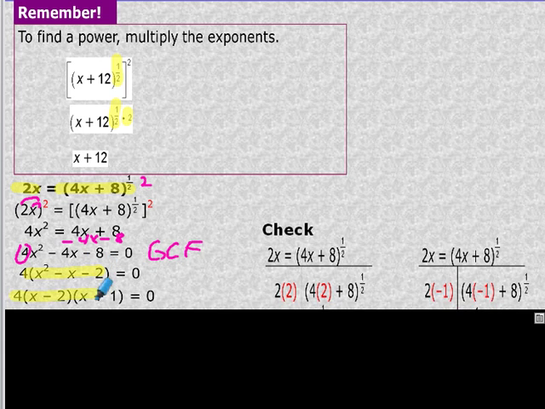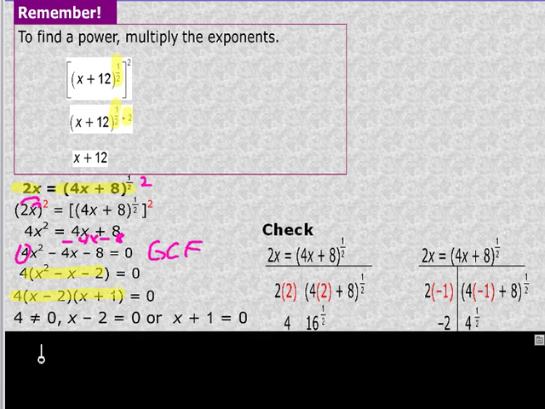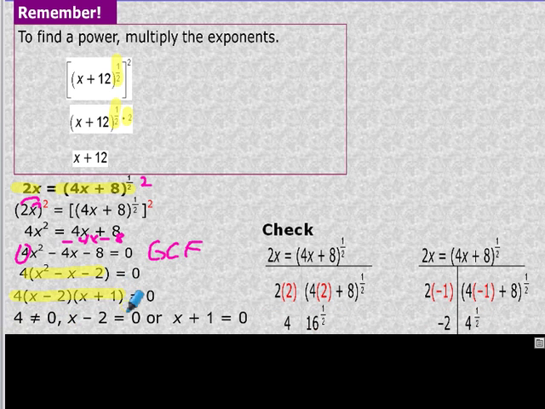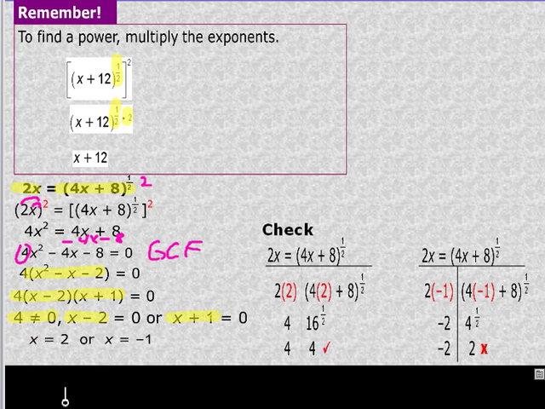You get this. And if you set each of these to 0, 4 will never be 0, so you're not going to get a solution from that. x minus 2 equals 0, and x plus 1 equals 0, giving you possible solutions of x equals 2 or -1. And we will check them.